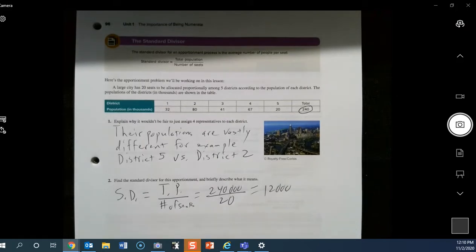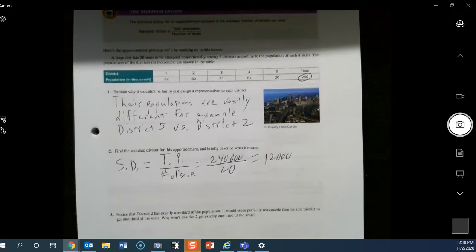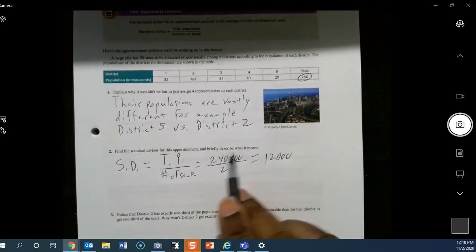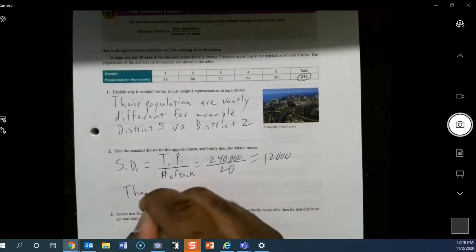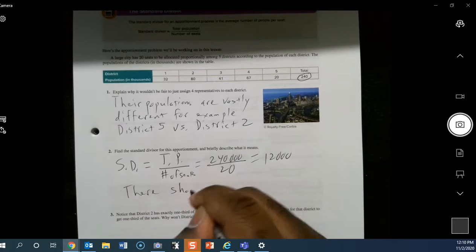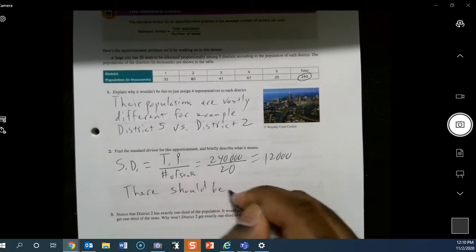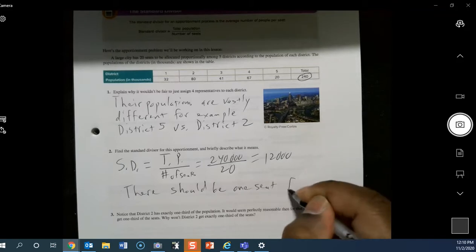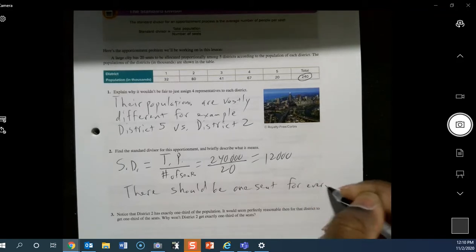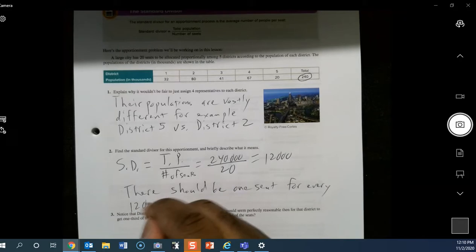Okay, so now it says for us to describe what it means. So we have to put there should be 1 seat for every 12,000 people.